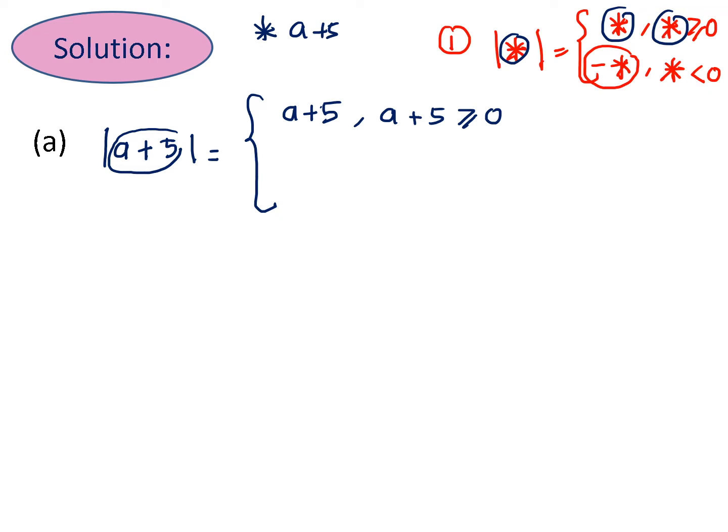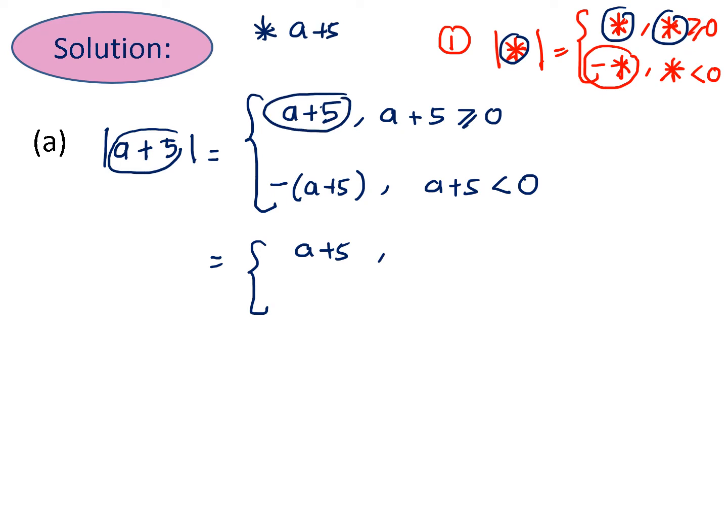Alright, so bahagian bawah negative in bracket A plus 5. And then for A plus 5 less than 0. So, kita simplify, dia akan dapat A plus 5. Okay, yang ni tak boleh selesaikan lah sebab dia bukan equation. Dia expression, dia tak ada left hand side.